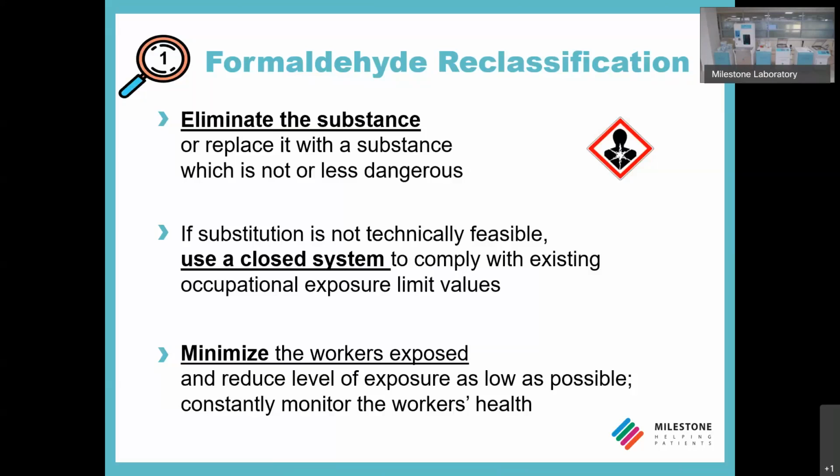So in a case like this one, the elimination of formalin is not possible in almost the totality of situations. What is necessary to do? Well, in that case, if a substitution is not feasible, it's necessary to use a closed system to comply with existing occupational exposure limits. And therefore the goal is to minimize worker exposure, to reduce the level of exposure as low as possible, and constantly monitor the workers' health.